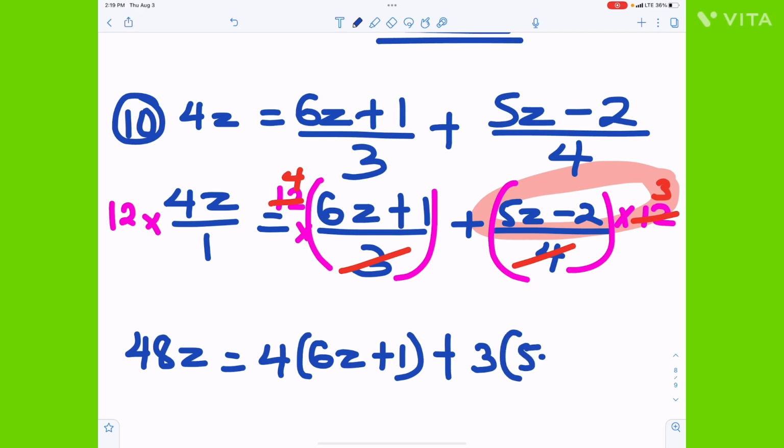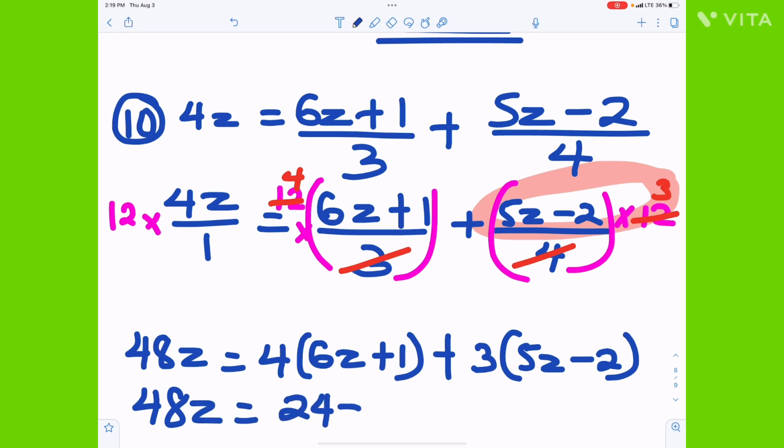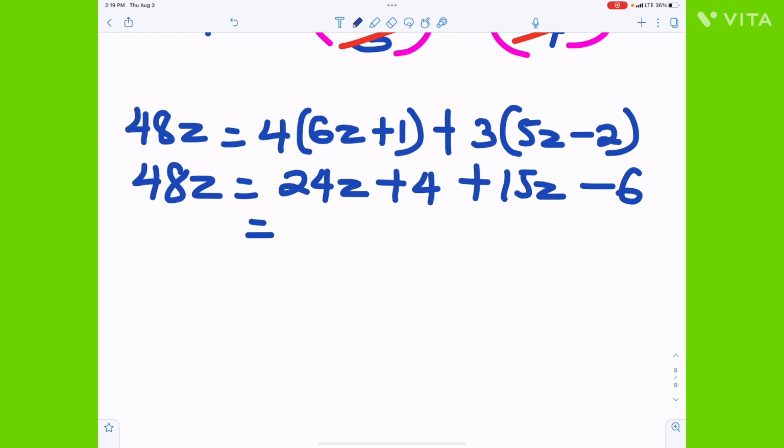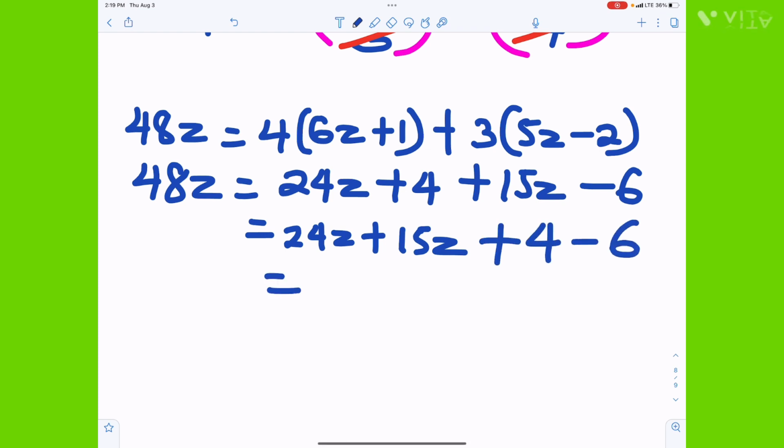So 3 times (5z minus 2). Let's now simplify. 48z is 24z plus 4 plus 15z minus what? 6. I need to rearrange on the right. What do I get? 24z plus 15z plus 4 minus 6. Don't forget, there's still 48z on the right hand side here.